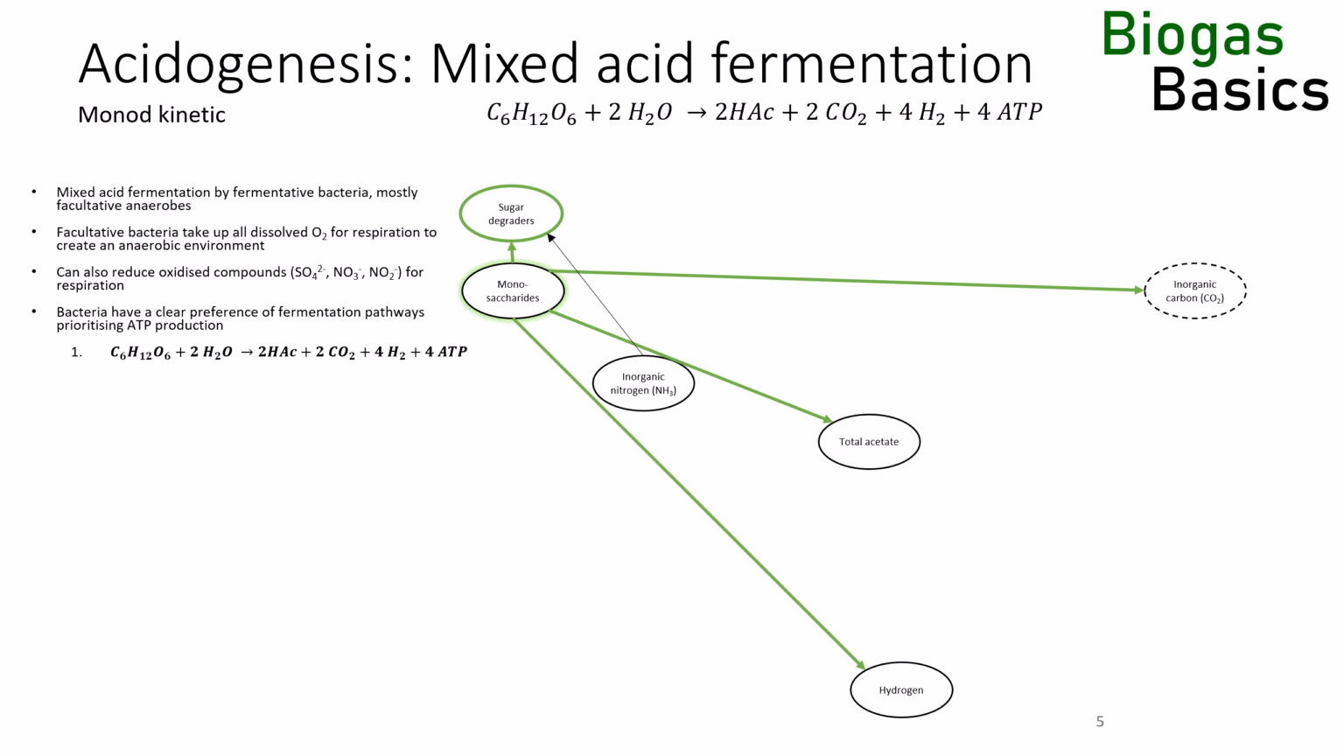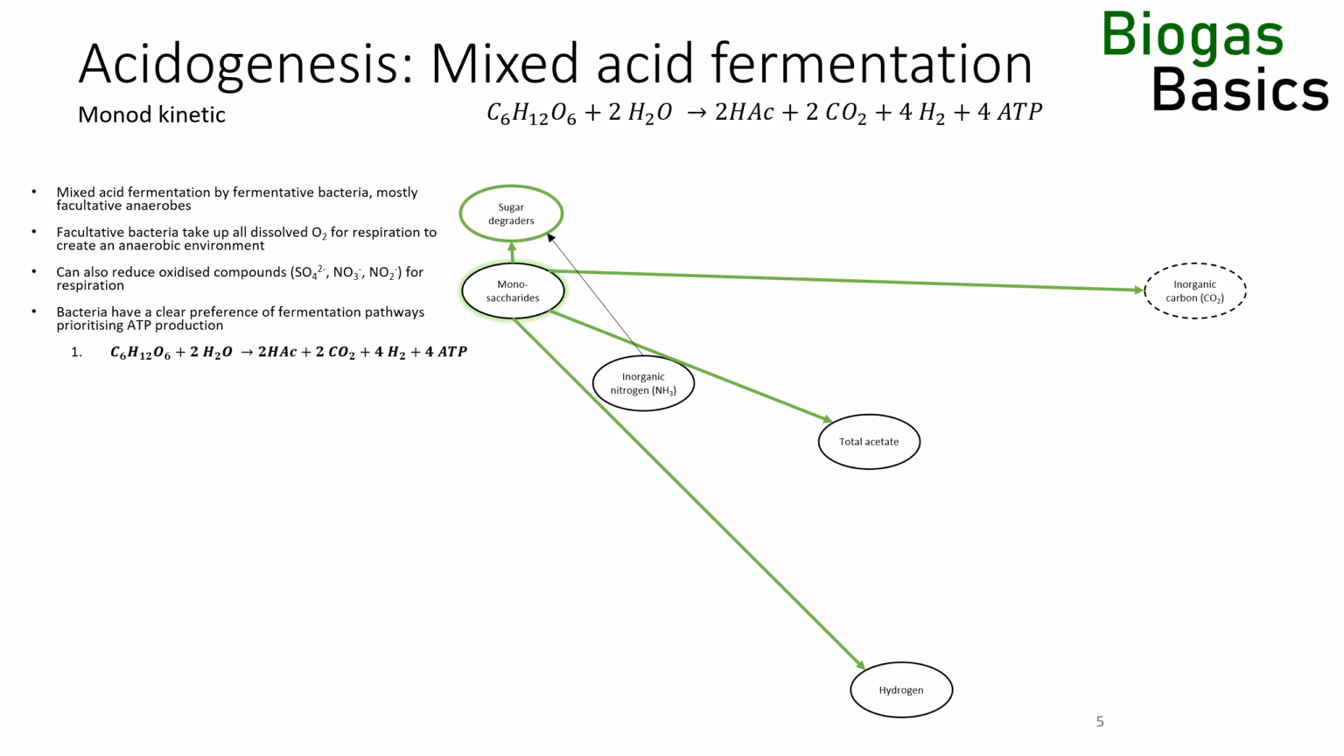Each pyruvate is then oxidatively decarboxylated to acetyl-CoA and CO2, generating reduced ferredoxin. The acetyl-CoA is converted to acetate, generating additional ATP through substrate-level phosphorylation. To maintain the redox balance, the 2 NADH from glycolysis and the 2 reduced ferredoxins from pyruvate oxidation are oxidized by a hydrogenase enzyme, which reduces protons to form 4 moles of hydrogen gas. Anyhow, the monosaccharides are converted by sugar degraders to acetic acid, hydrogen, CO2, and more sugar degraders.